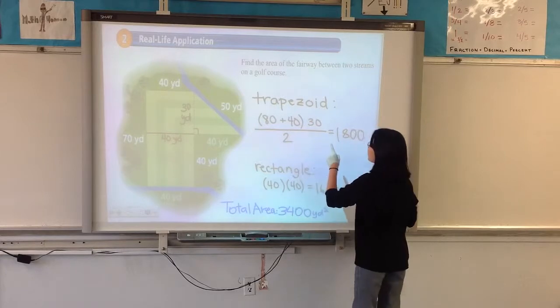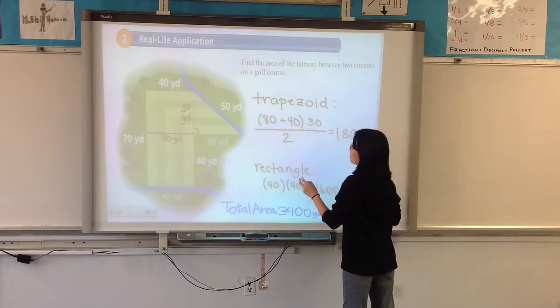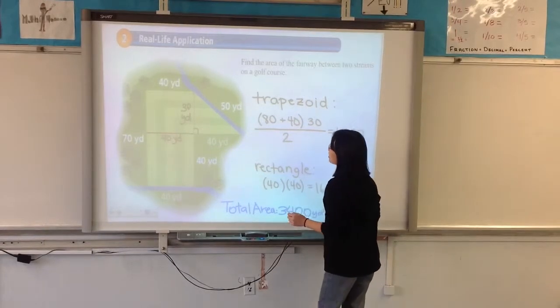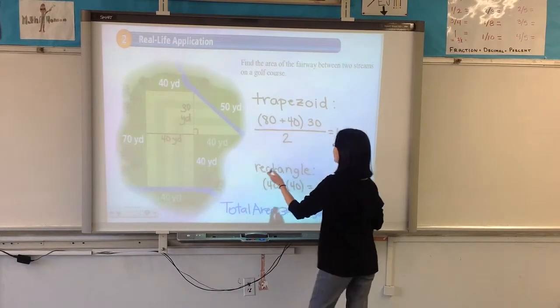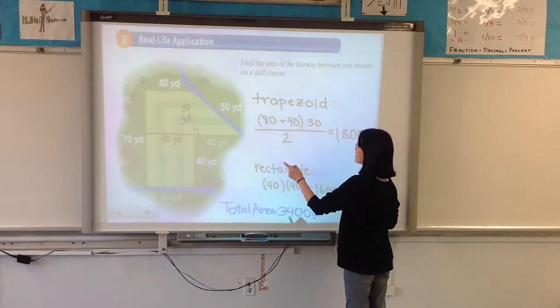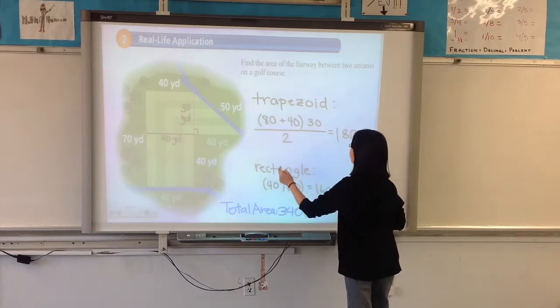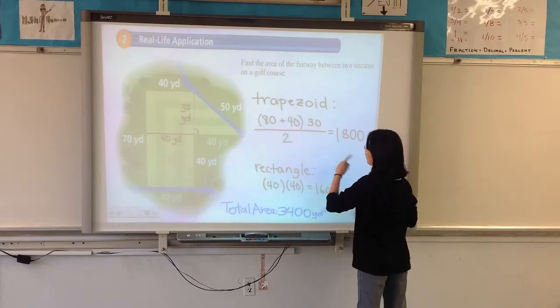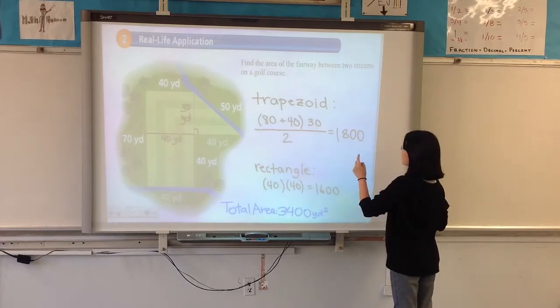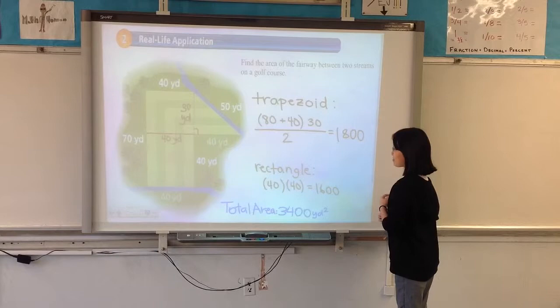So I would find the area of this trapezoid, and its base 1 is 40 plus 40, which is 80 yards, and base 2 will be 40 yards, and its height is 30. So 80 plus 40 times 30 divided by 2 would be 1,800 yards squared.